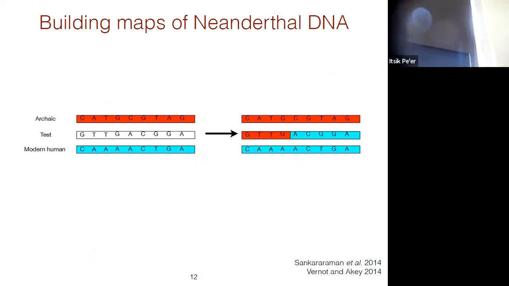So to build these maps of Neanderthal ancestry, we rely on statistical techniques, which essentially compare a test genome, a genome from an individual of non-African ancestry, to an archaic genome, say a Neanderthal genome, and to a modern human genome that lacks any archaic ancestry, for example, African genomes. And by comparing the patterns of variation in the test genome to the archaic and the modern human genomes, our goal is to be able to label these segments of DNA as whether they are inherited from Neanderthal introgression or not.